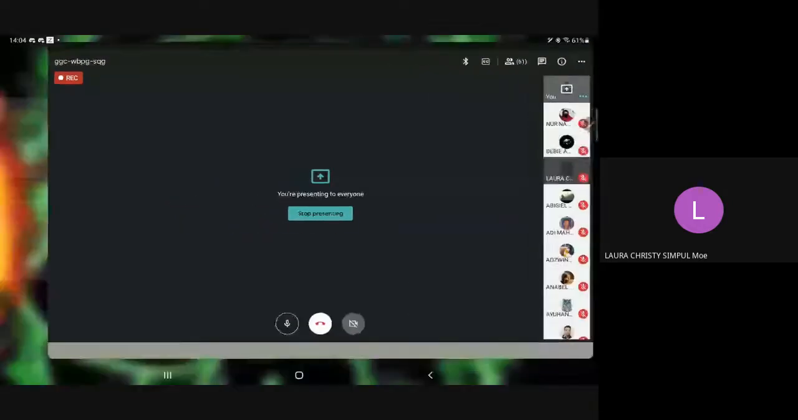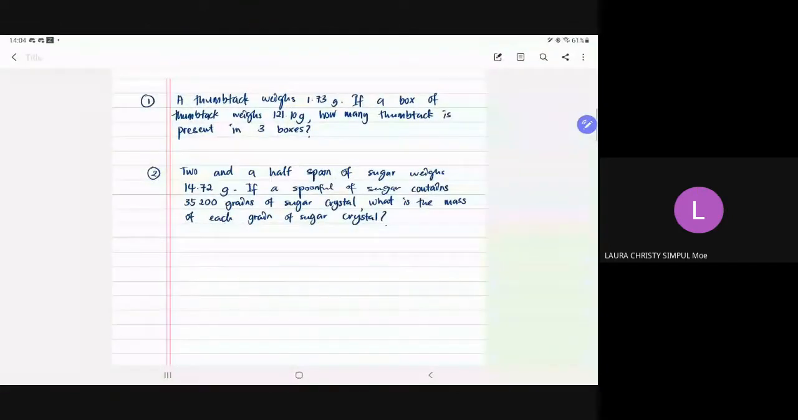Okay, so I've given you two mathematical exercises sebelum kita start lesson. I suspect mungkin kamu dah sempat buat. This should not take long lah. Soalan matematik je. Sekolah rendah punya ni sebenarnya. Okay, so there are two questions. The first one is, a thumbtack weighs 1.73 grams. If a box of thumbtacks weighs 121.10 grams, how many thumbtacks are present in 3 boxes?